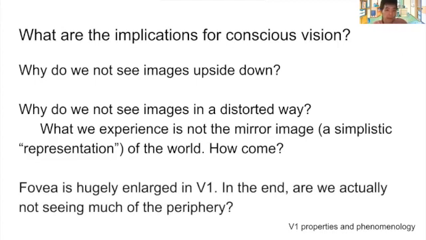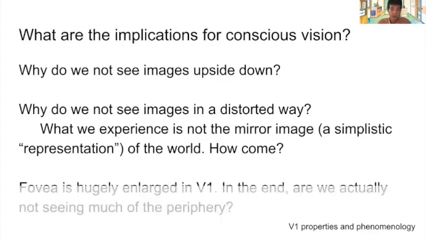And as I said, the fovea is hugely enlarged in V1, but that also means, are we actually not seeing much of the periphery? That's another thing you might infer from this type of data. And in fact, this is a really good conjecture. Although we do seem to have at least a space outside, I don't think we see very well. And the fact that we don't see very well corresponds to the shrunk representation in V1. But why the space itself seems uniform, whereas the representation gets crowded or sparse, that's not super clear, really.